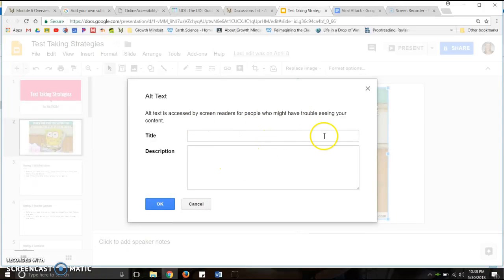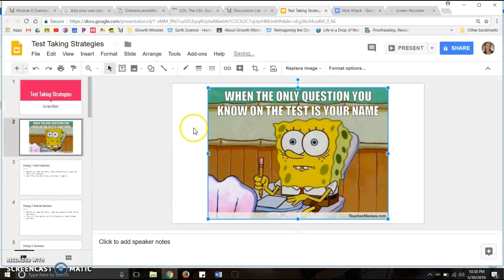So that's so cool to know that it's so simple and I can really quickly just type a description, funny image of SpongeBob saying, etc. I just think that's really cool that I can add that so quickly, and that's definitely a change I would make in the future.